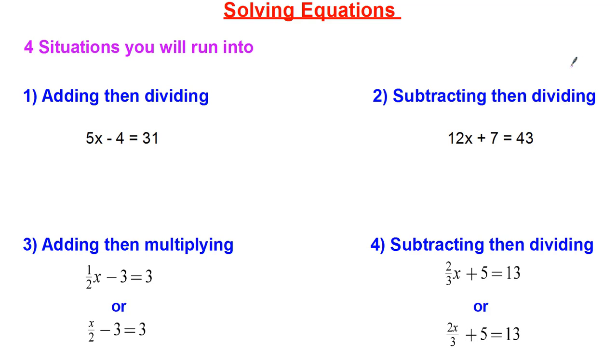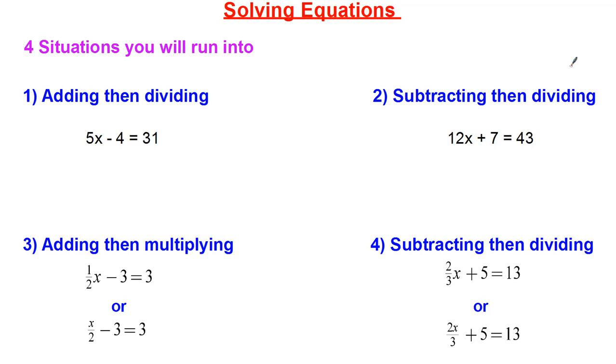So now that we've gotten algebra tiles out of the way and we know why we use these specific rules in order to solve equations, let's just go ahead and go through a couple of examples. So there's mainly going to be 4 situations that you're going to run into. Later on, we will do things like combining like terms before we go ahead and solve, but here are the main 4 things you're going to run into.